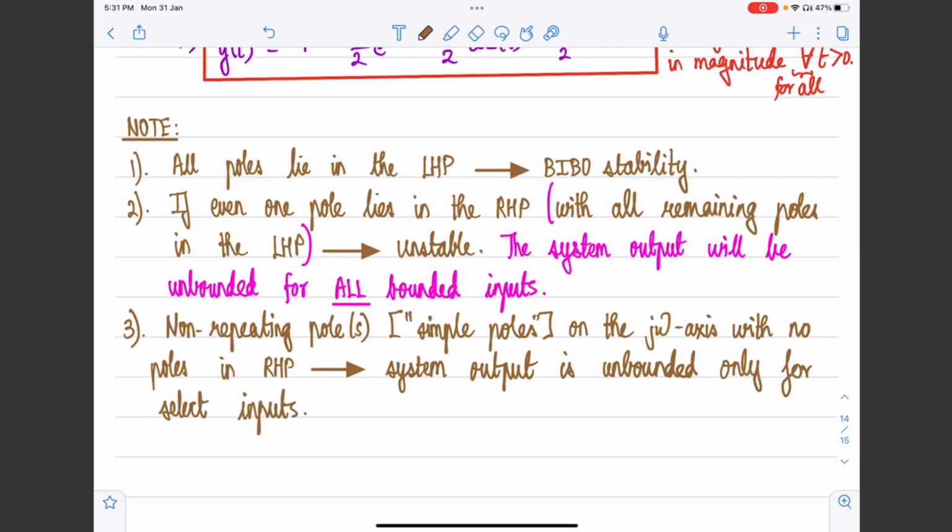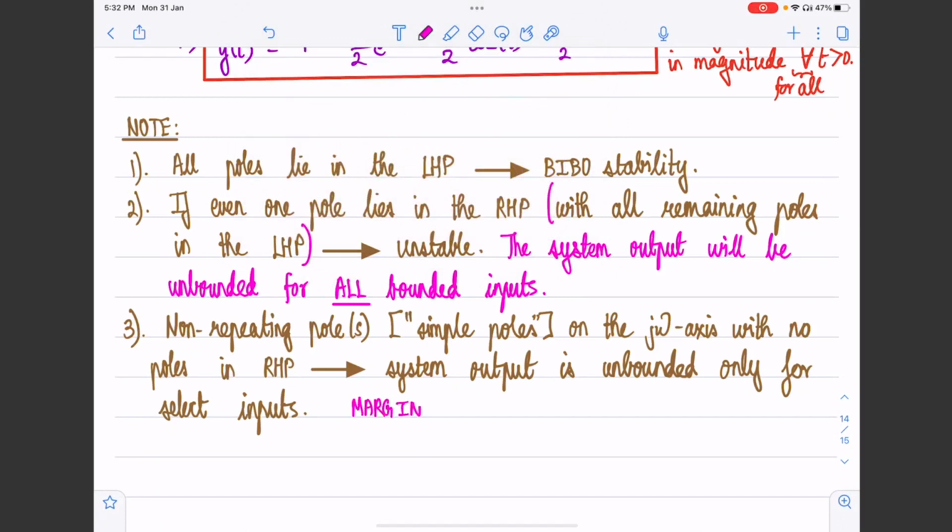If you have non-repeating poles on the imaginary axis, like what we had in that example, we had a pole at s equals 0, at the origin, and that was not repeating. With such a pole, the system output will be unbounded only for select inputs. In our example, it was unbounded only for the step input, but for all other bounded inputs, like sinusoids, it remains bounded. For this reason, some people call it marginally or critically stable.